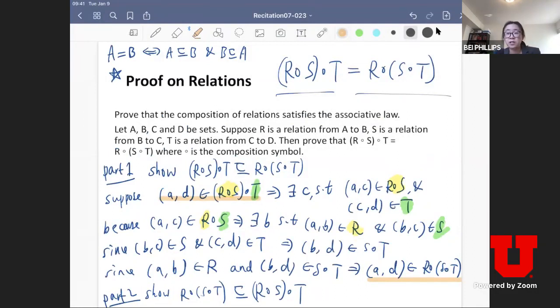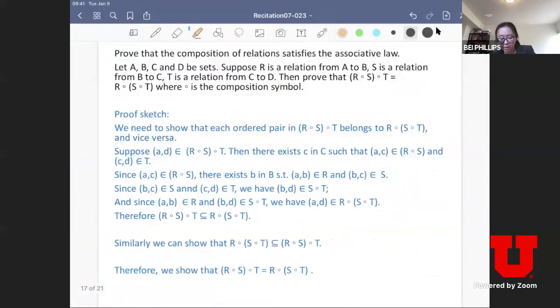And the second part is proved similarly, okay? So that's it. This is probably the hardest part of today's lecture, to prove the composition of relations satisfies the associative law. So I would encourage you to try to do the second part using the same philosophy as what I just did, okay? So that's it for today. And do I have any additional questions?